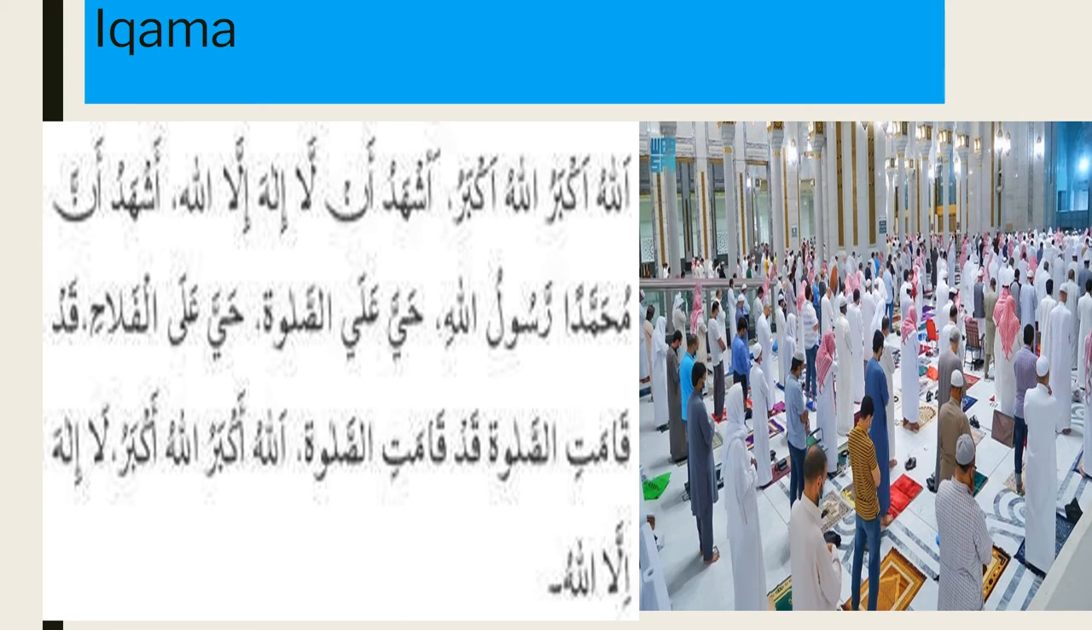After that, the Muslims stand up and the muezzin or imam says the words of the iqamah. Do you know the words of the iqamah? And these are the iqamah words.